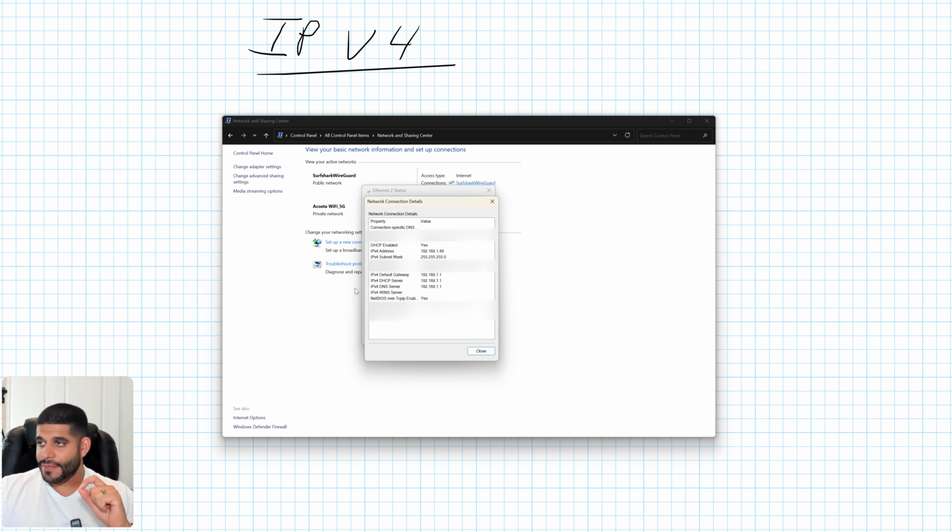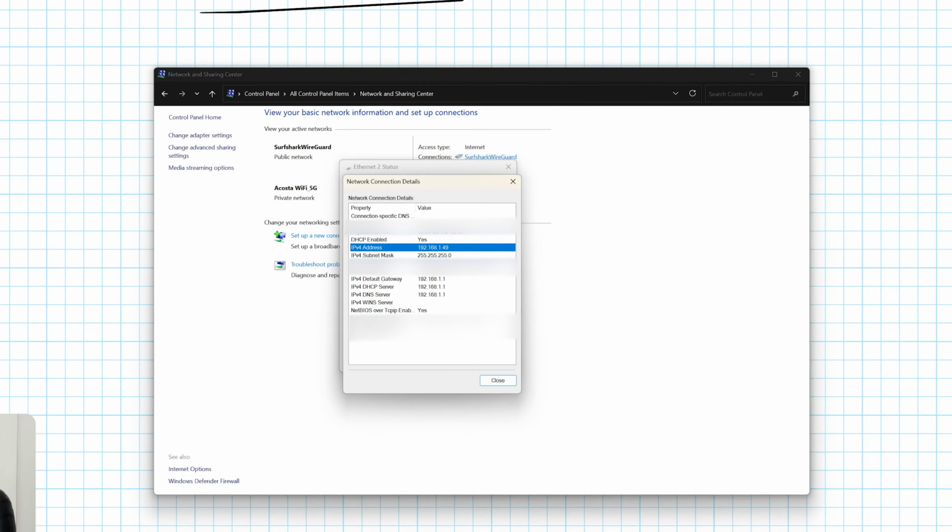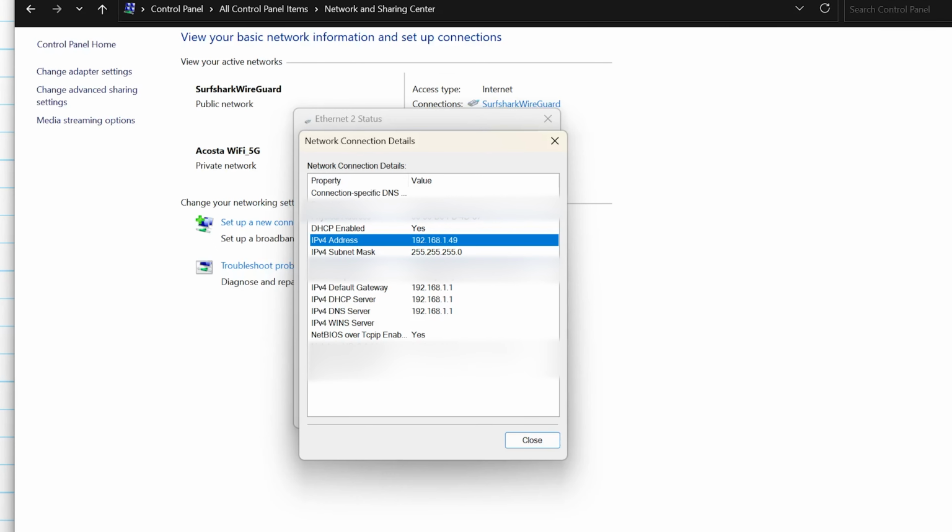So the one that I'm very interested in, and of course I will blur some of this stuff out so that way you guys can't see my MAC address. Remember, that's very important. And if you don't know what a MAC address is, go watch my other videos and I explain to you what that is. What I am concerned with is what I just highlighted here in blue, and that is my IPv4 address.